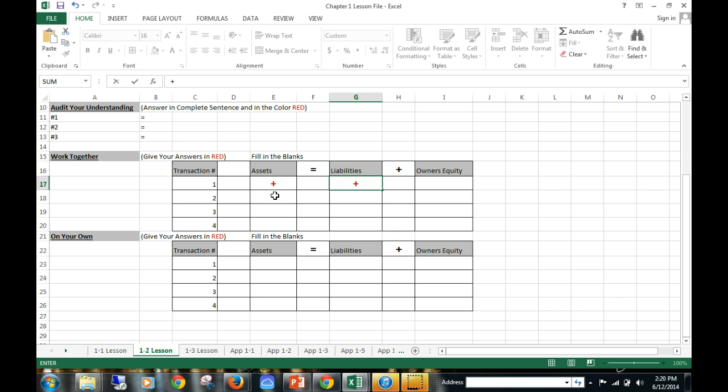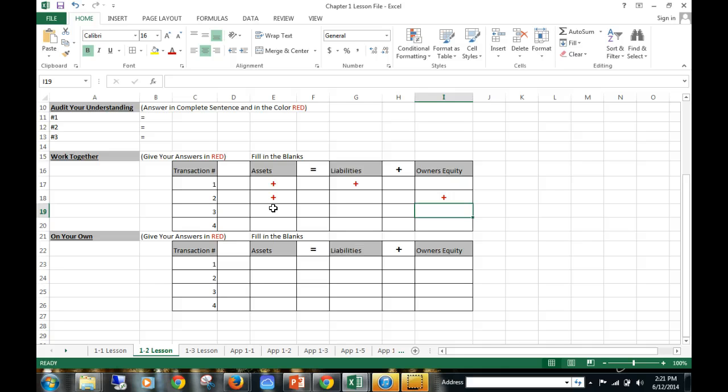Second transaction says received cash from owner as an investment. And this was the first transaction in 1-2 that we talked about. We received cash. So this has to be a plus. Received cash. Cash is an asset. And we received it as an investment. You have to hit enter after the plus sign or else it looks at it as a formula. So again, we're going to put a plus sign in the owner's equity and hit enter. There we go.